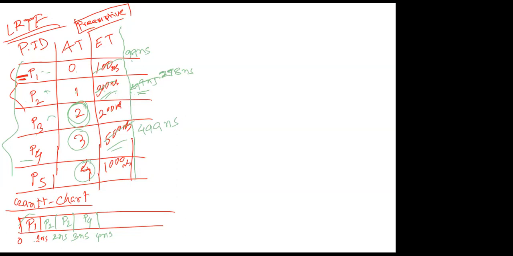After 4 nanosecond, total all processes inside the RAM. Okay. But among these processes, process P5 needs 1000 nanosecond. It is the longest process. Okay. So your operating system will schedule this process P5. Okay. P5 will be scheduled, and then all processes currently inside the RAM. So how long will it execute?